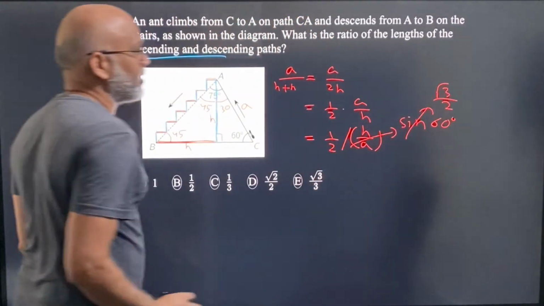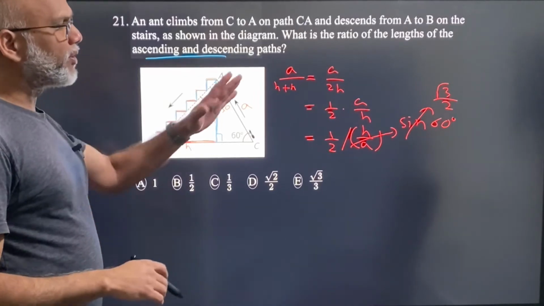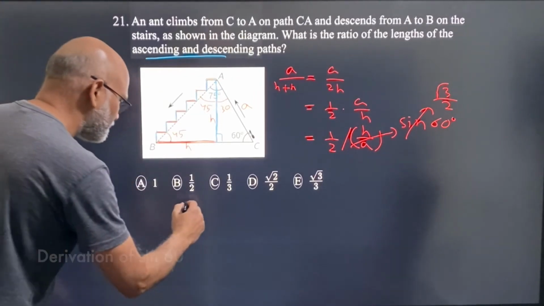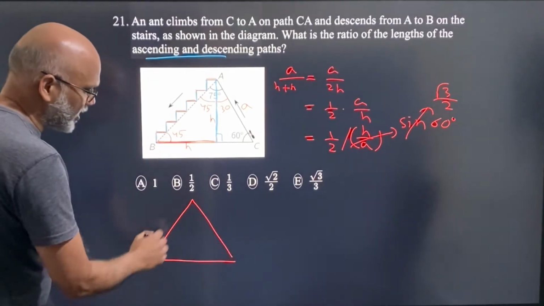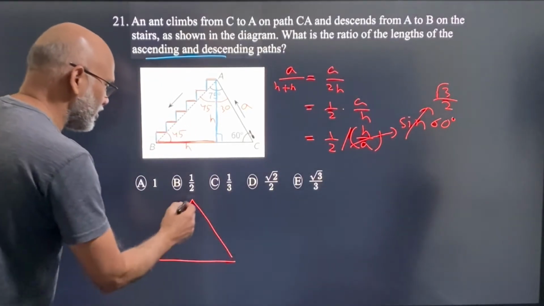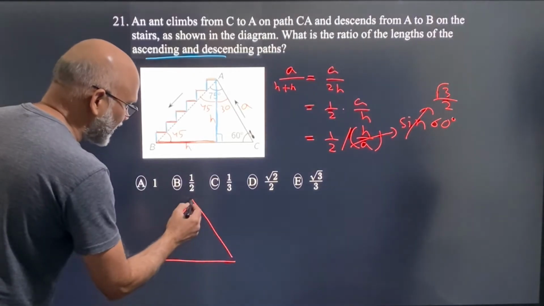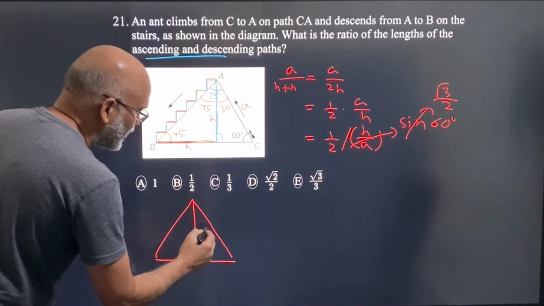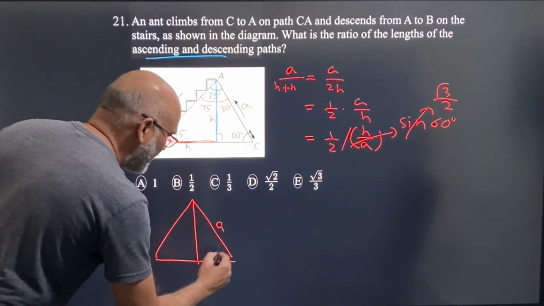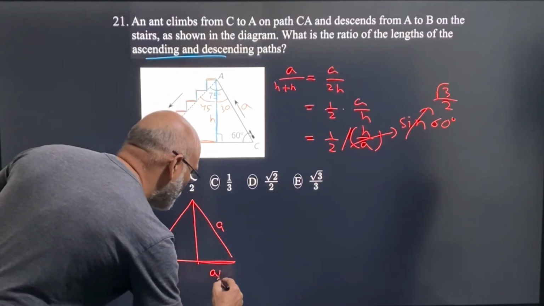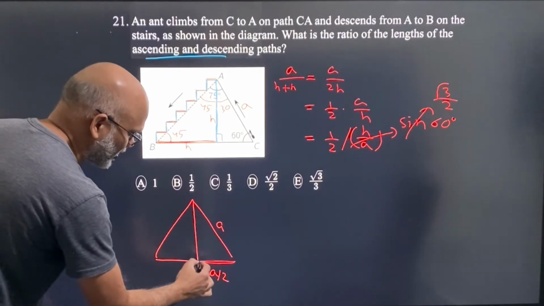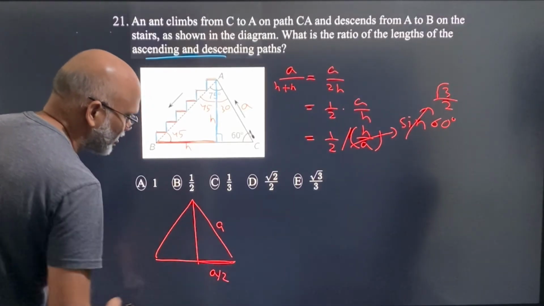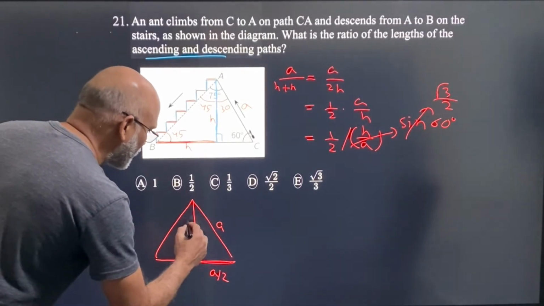This is another thing to remember. But if you don't remember, let me quickly derive that. It's fairly easy to derive. Let me take an equilateral triangle, so all sides are the same. Now let me draw a perpendicular. If this is A by 2, because this is a perpendicular and this is an equilateral triangle, this has to be half of the whole length. Let me call this h.